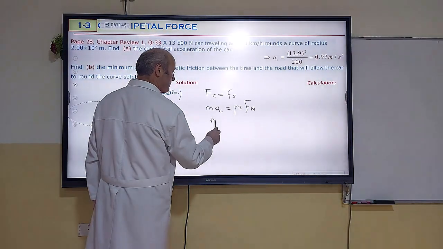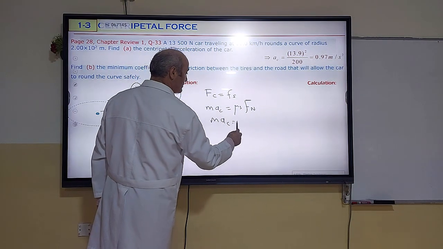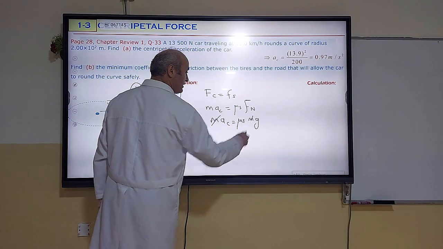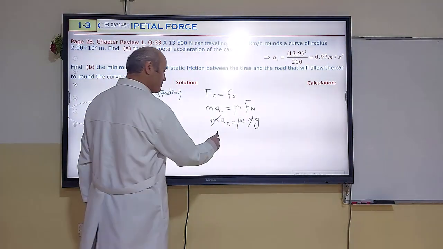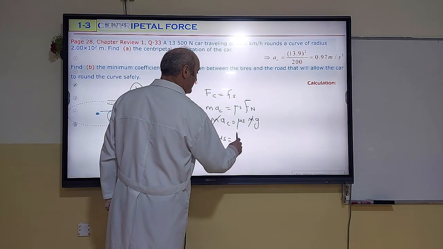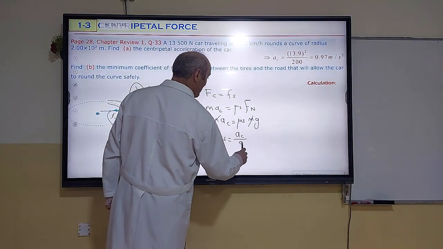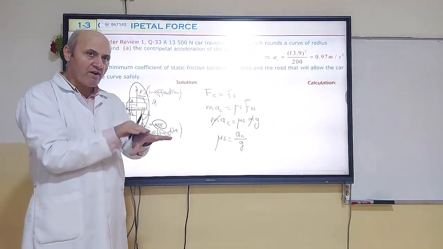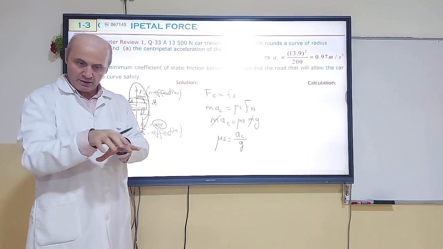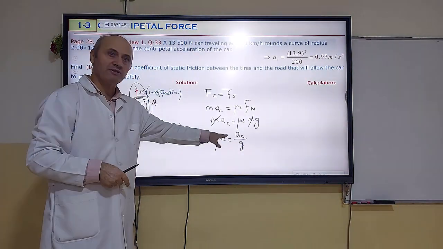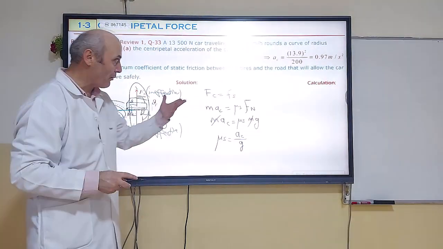Then I will continue. MAC is equal to µs mg. So the M's will simplify. Then I get the equation for µs. µs is equal to AC divided by G. And remember, I said that this is correct for all types of flat surface problems. If an object is on a flat surface turning in a circular path, µs is equal to AC over G.